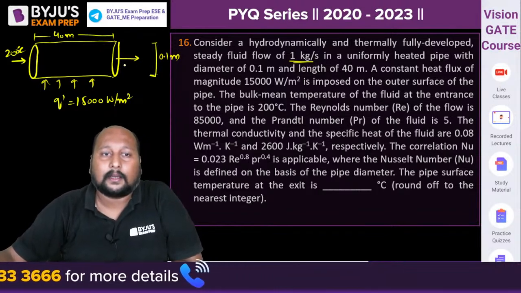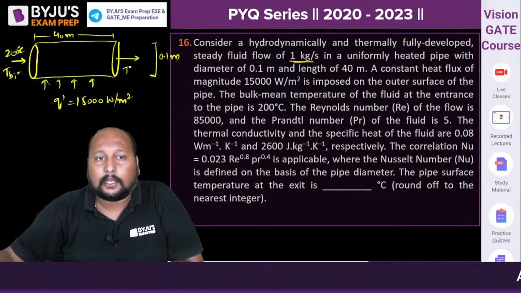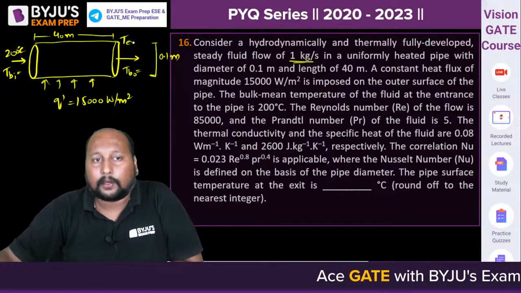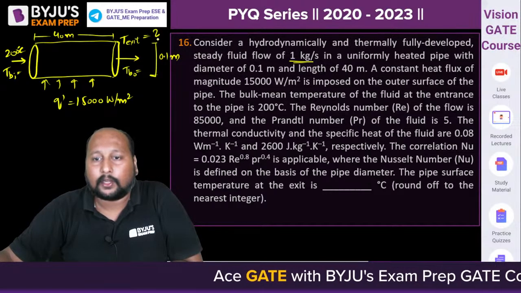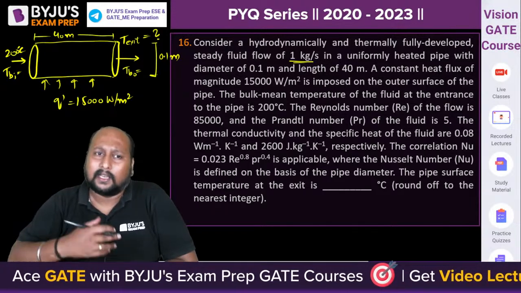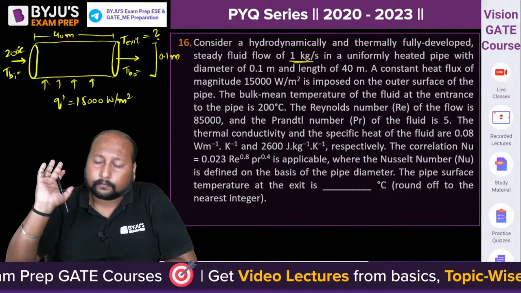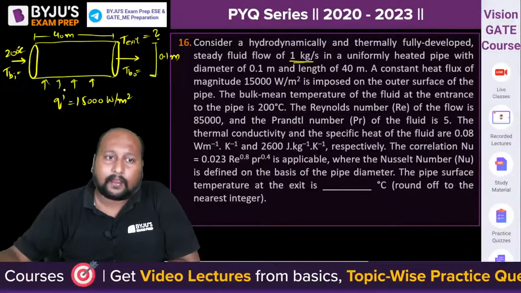So let us go. This is the bulk temperature, this is T_B inlet, that is 200, this is T_B outlet that we have to calculate, and they are asking about the exit temperature. You have to calculate the exit temperature at the surface. So can you tell me how to proceed? Same formulation, sir. Very easy. Same formulation. Now they have given you this value.